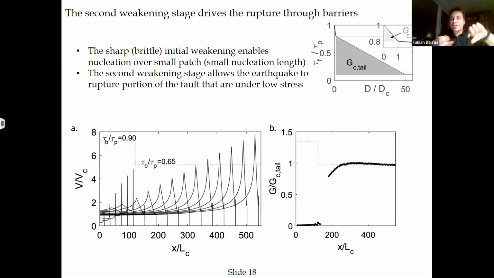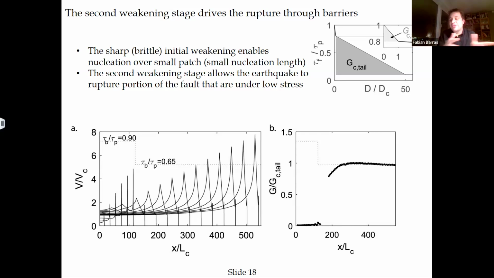So what is the interest of these two scales? The first sharp, brittle initial weakening mechanism enables nucleation of a very small patch, because this is very brittle. You don't need a big region or nucleation size to initiate rupture. So it has extremely small nucleation lengths. For instance, in this case, we won't be able to nucleate a rupture only with GC tail. You need this first stage to initiate the rupture in a very short region. But then the second weakening stage allows earthquakes, or seismic rupture, to move forward and to also rupture portions of the fault that are under much lower amounts of stress.